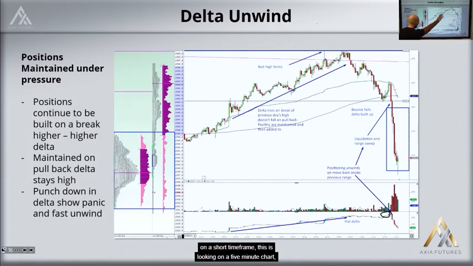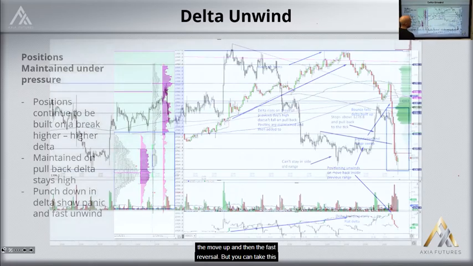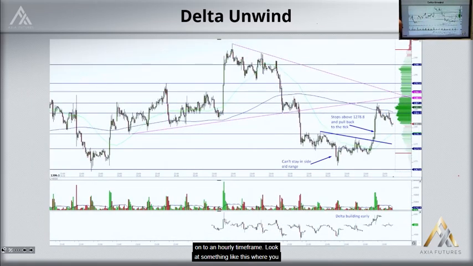This is on a short time frame. This is looking on a 5-minute chart, the move up and then the fast reversal. But you can take this onto an hourly time frame and look at something like this, where you have the move down and then you get this steady continuation down. Delta's dropped in here, so you got the Delta drive down, Delta falls again, these two here, and Delta then starts to sort of flatten off, but still generally progresses down.